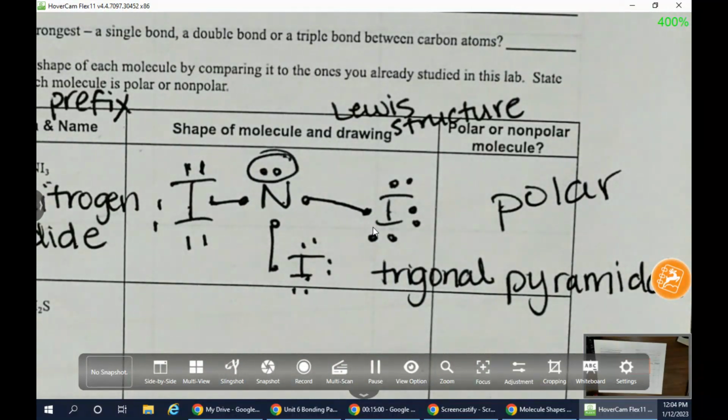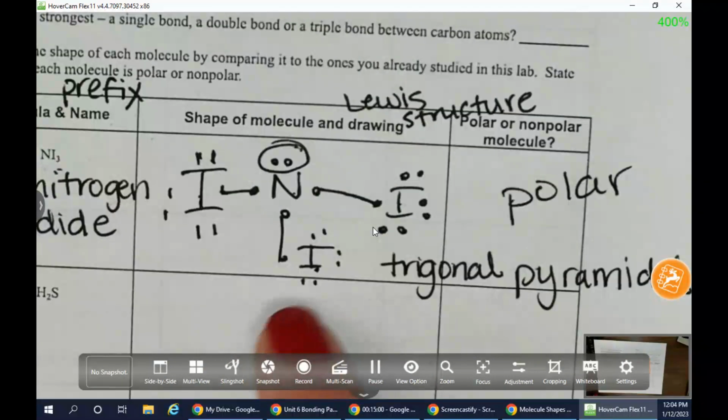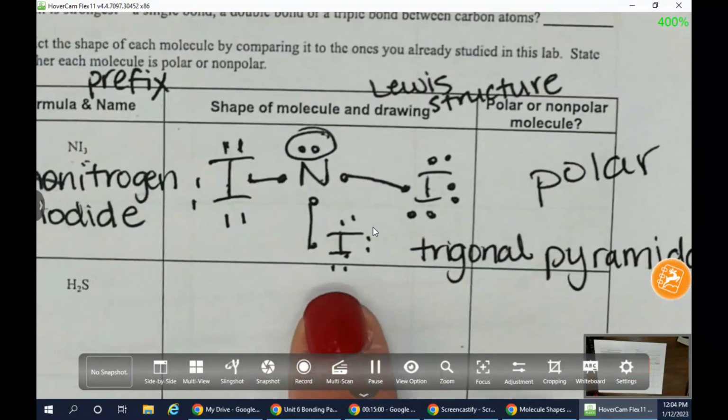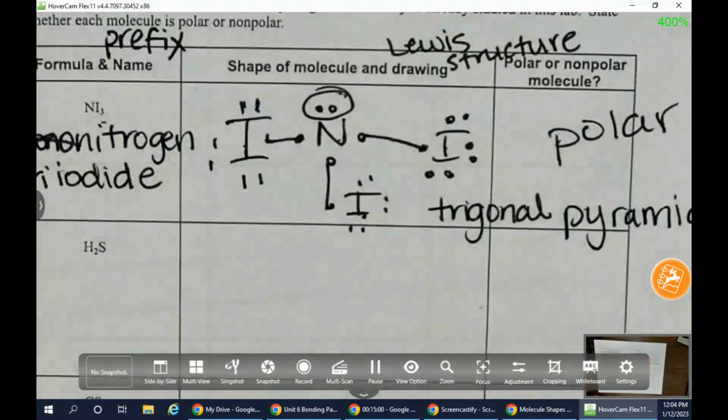The model, yeah. So just do me a favor and put the letters next to those and then put the dots. Okay. All right. So that's what you're doing on the back right here.